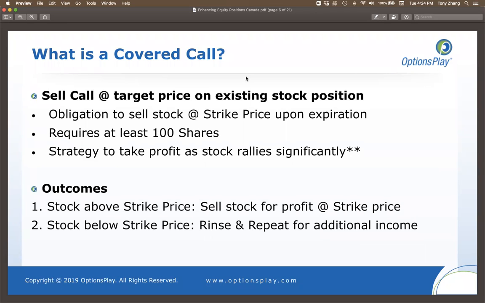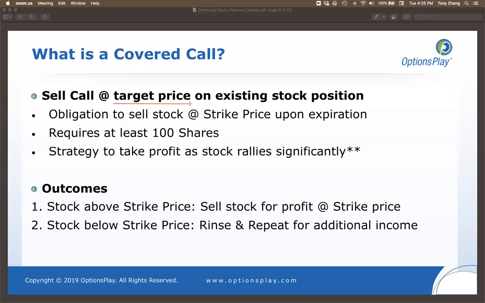Once you own those shares, now it's time to start thinking about covered calls, because covered calls allow you to generate income on the assets that you own, the assets being the stocks that you hold in your portfolio. So what you want to do when you're selling a covered call is sell a call at the target price that you have on the existing stock position.